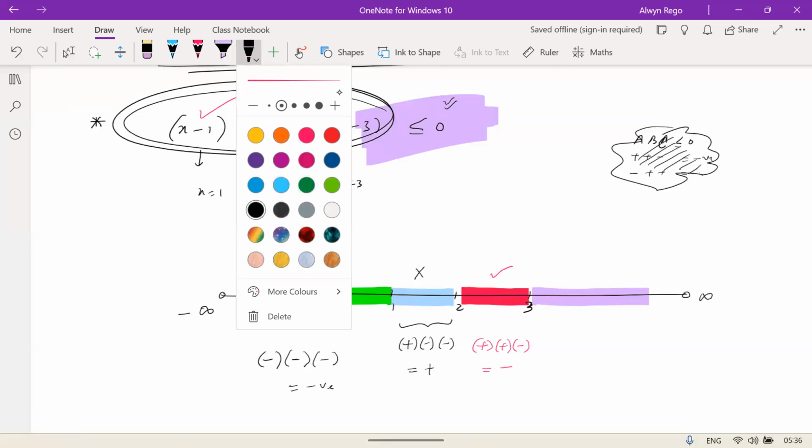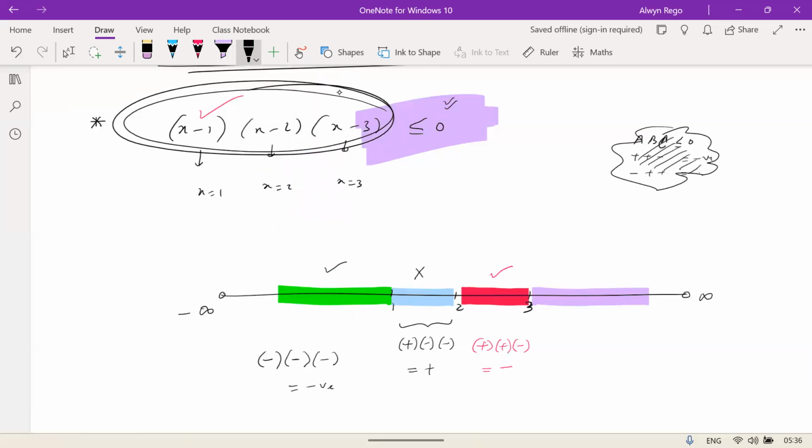If I went for the values more than 3, let's say I took 100. So 100 minus 1 is positive, 100 minus 2 is positive, and 100 minus 3 is positive here. So it will give you a positive, but then I'm looking for less than or equal to 0. So here I don't find solutions.